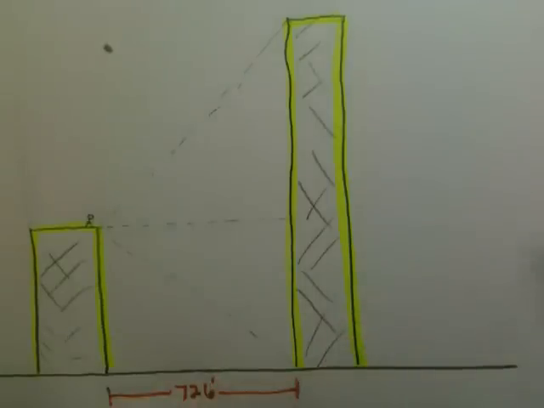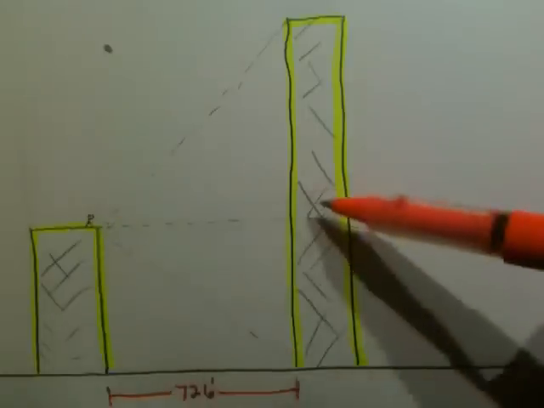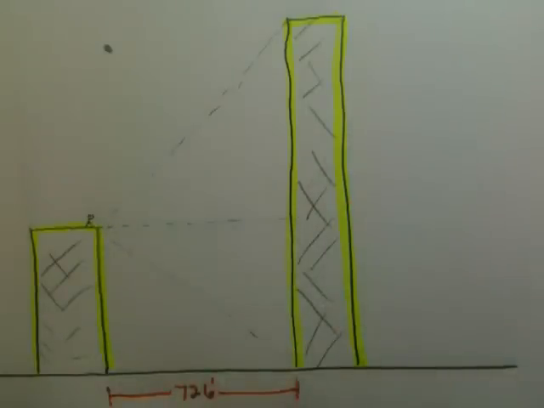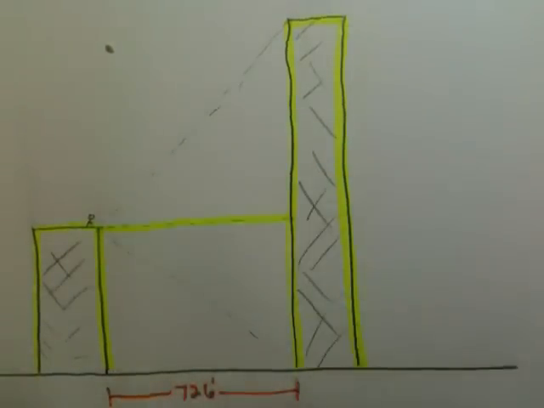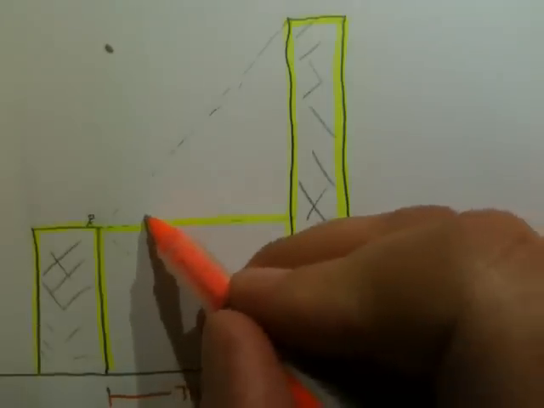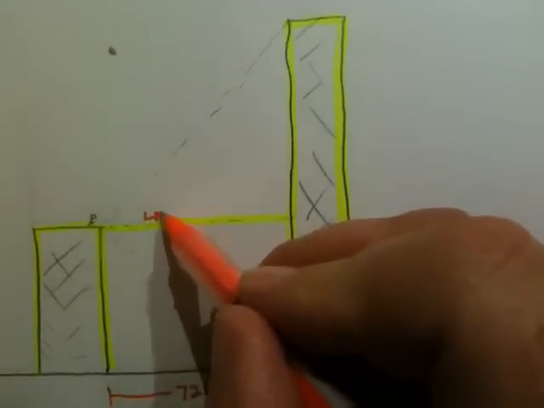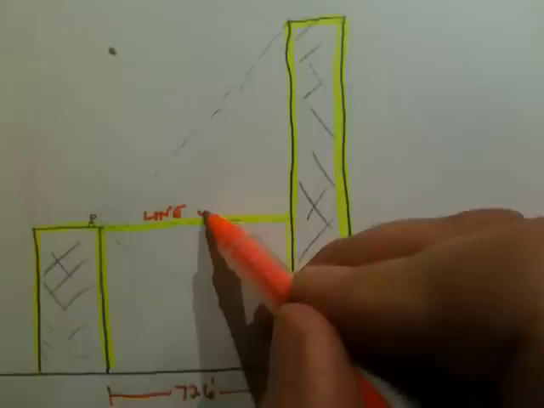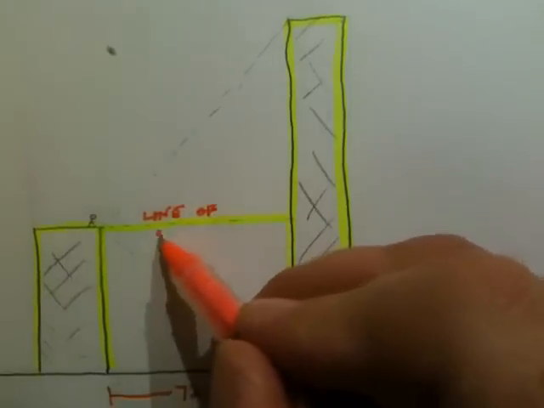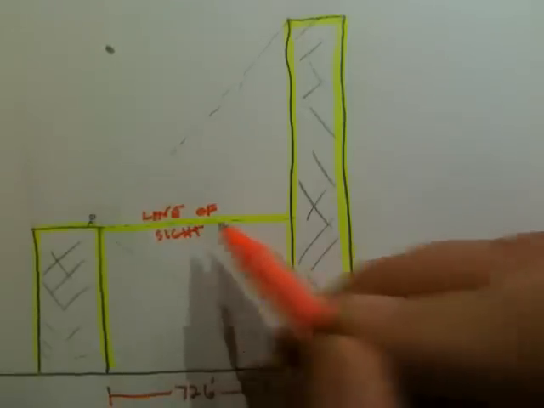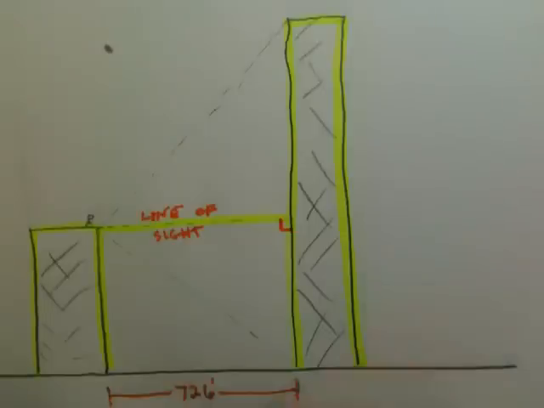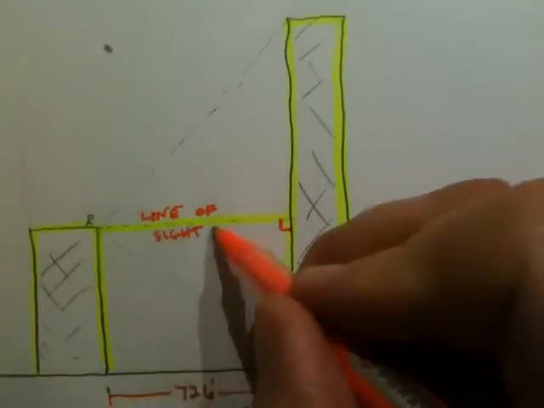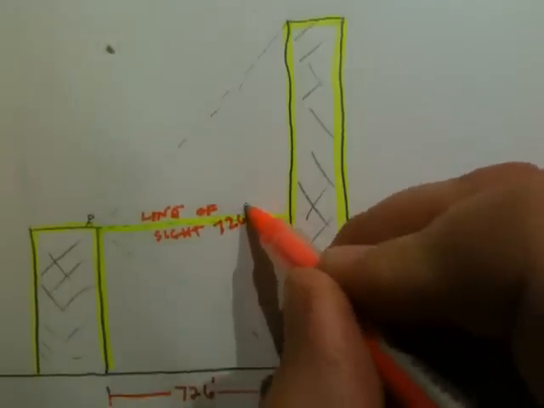So they know that if they are standing straight and they look directly across to the other building, that is also going to be 726 feet. This is referred to as the line of sight. The line of sight is perpendicular to the building, thus creating two right triangles. So this line of sight is going to be 726 feet.